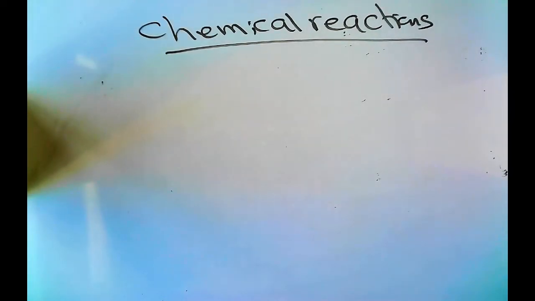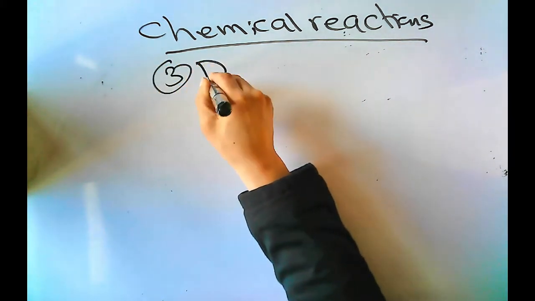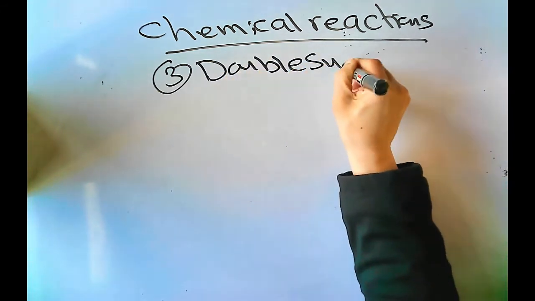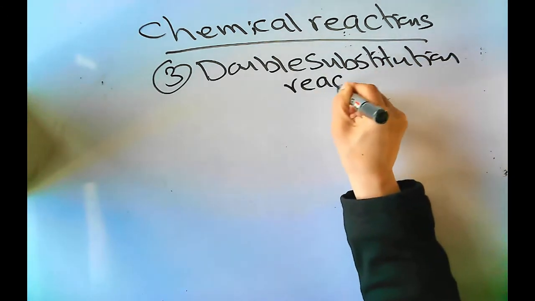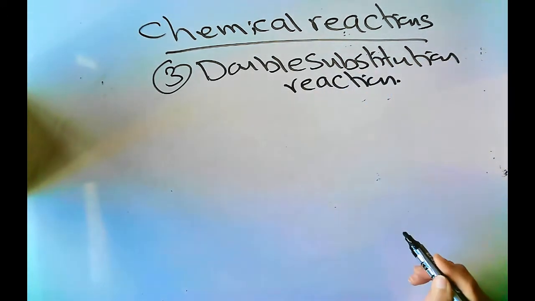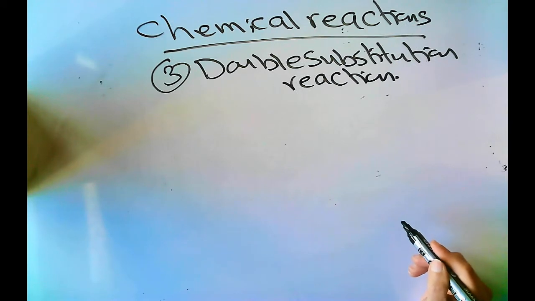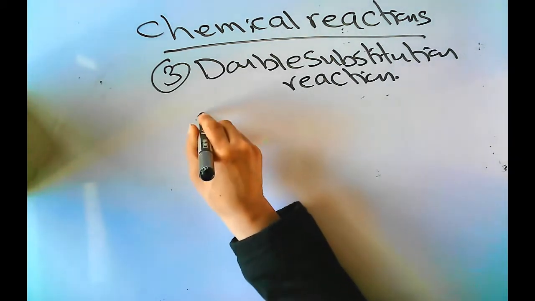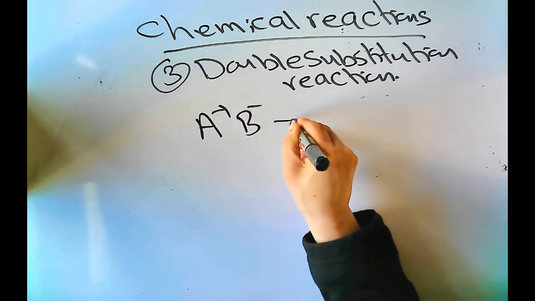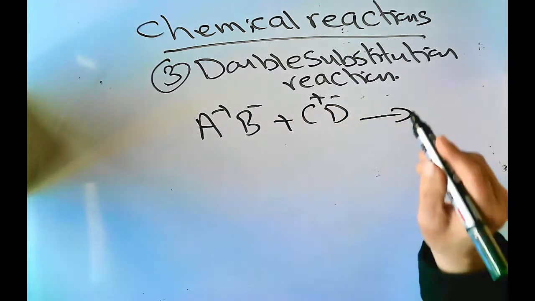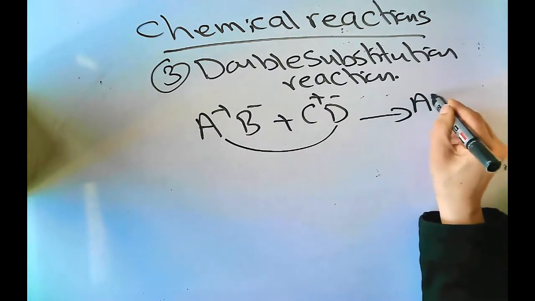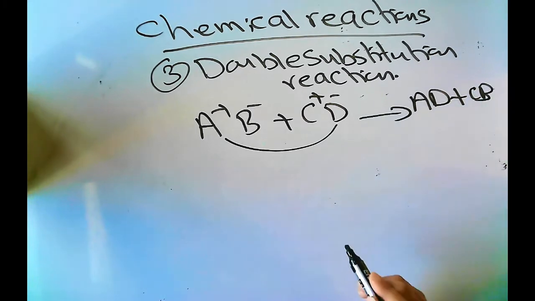Good morning. Today we are going to talk about the third type of chemical reaction, double substitution reaction. It is a type of chemical reaction which involves double exchange between two ions to give two new compounds.